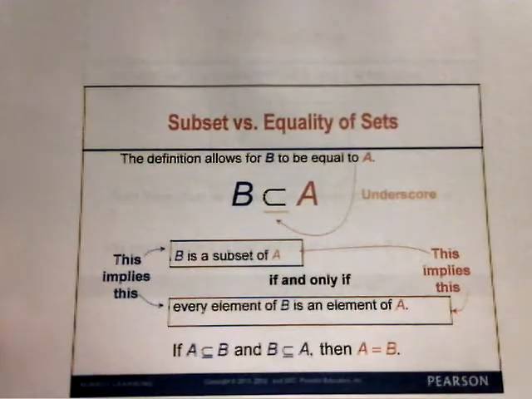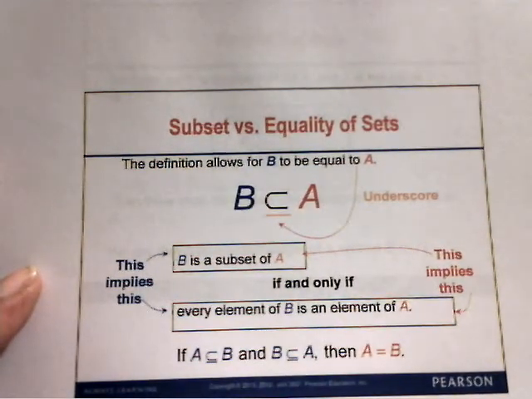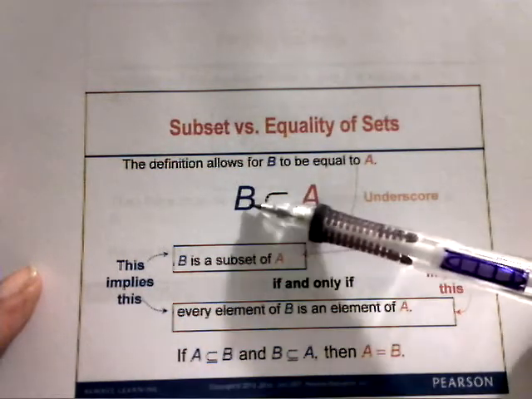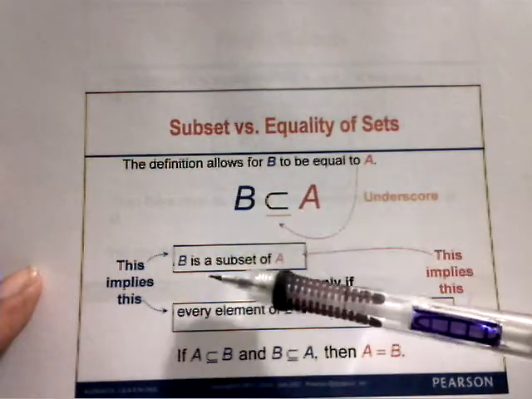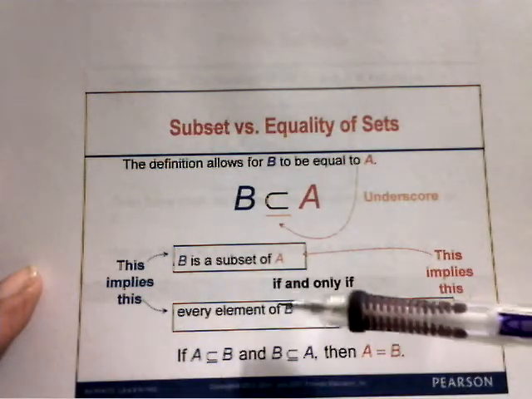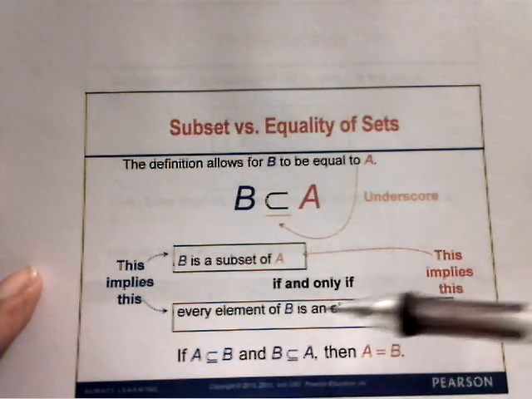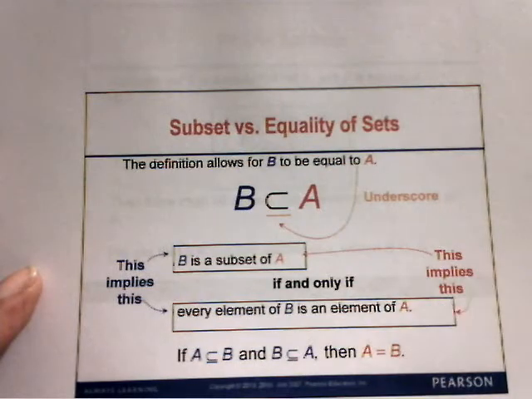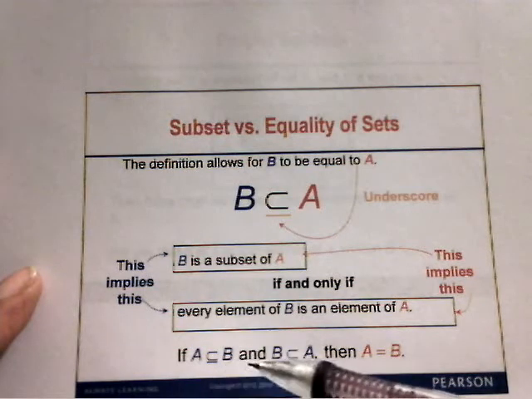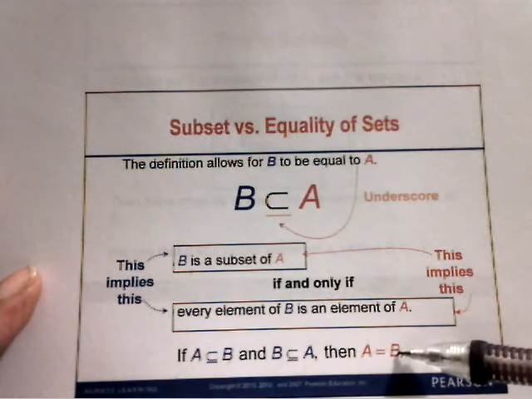Okay, let's look at the subsets versus the equality of sets. The definition allows for B to be equal to A. Notice the underscore underneath that symbol. Here, it allows that B is equal to A. If B is a subset of A, then this implies that every element of B is an element of A. Okay? So if A is a subset of B, and B is a subset of A, then we can say that A is equal to B.